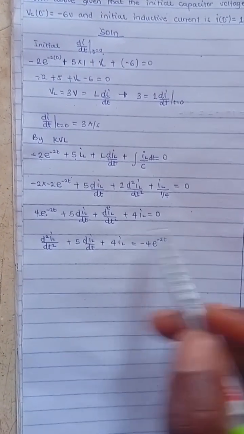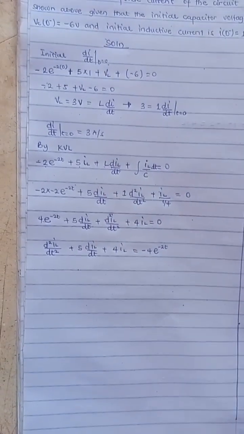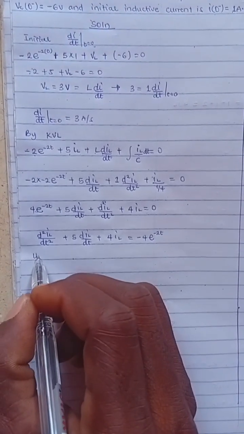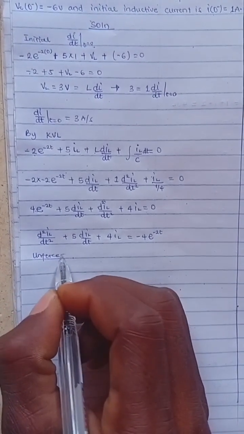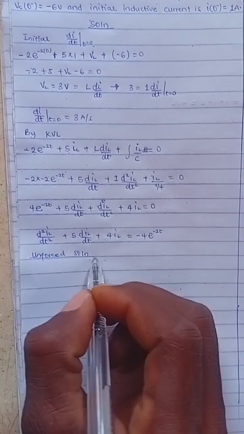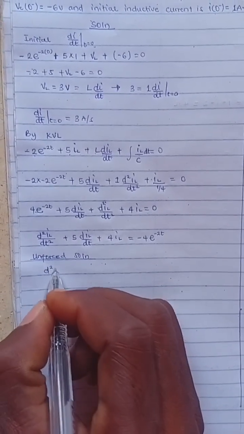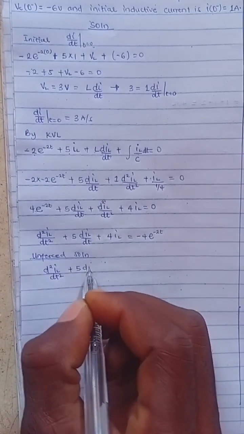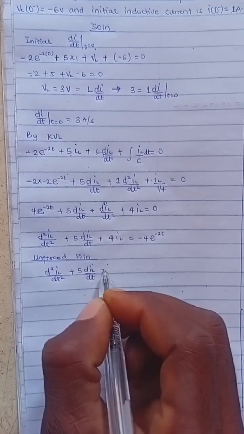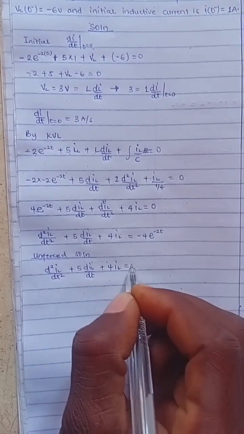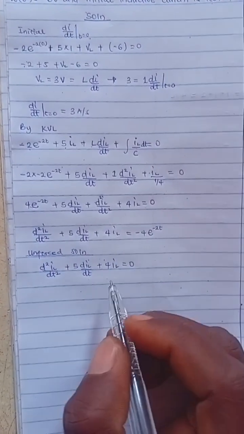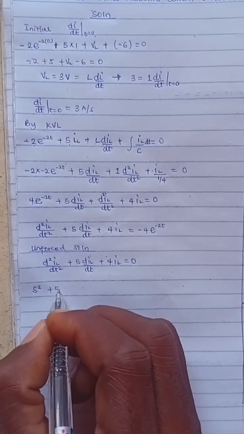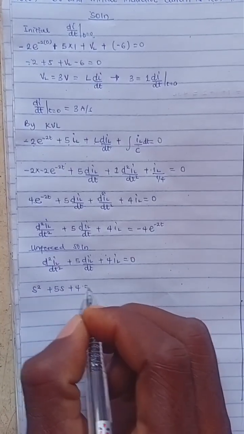So this is a standard differential equation with an initial condition. So first of all, if you are solving a question like this, you have to first find the unforced solution, right? For the unforced solution, we have the second derivative of IL with respect to time plus 5 times the derivative of IL with respect to time plus 4 times IL gives you 0. Because it's unforced, your right hand side is equal to 0. The characteristic equation of this is x squared plus 5x plus 4 equals 0.